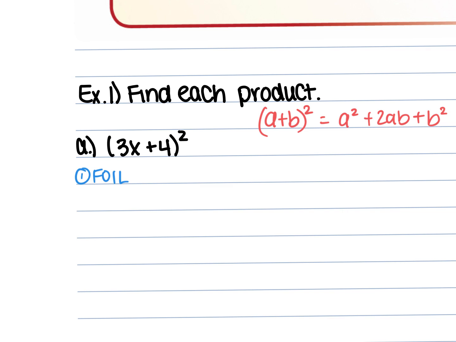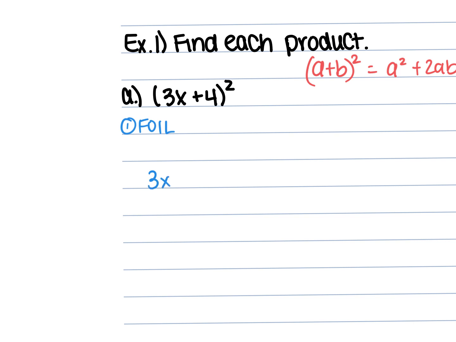All right, so let's foil. Let's take 3x plus 4, and we're multiplying it by what? 3x plus 4, because that is the definition of squaring something. Do you guys agree? You're multiplying whatever the base is by itself. Are you guys with me?